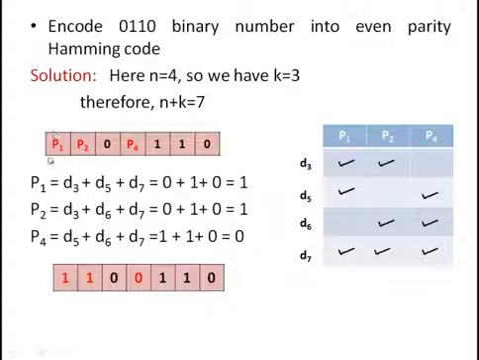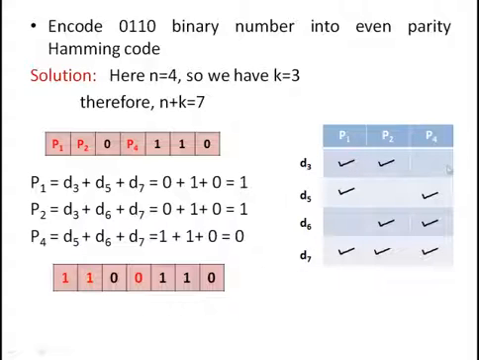Further, positions 1, 2, 4 are occupied by the parity bits, as I said earlier, and the remaining positions are occupied by data bits. Now, in order to get the Hamming code, you have to get the values of P1, P2 and P4. And for this we have a tricky table here, where P1, P2, P4 parity bits are placed here and the data bits are placed here.